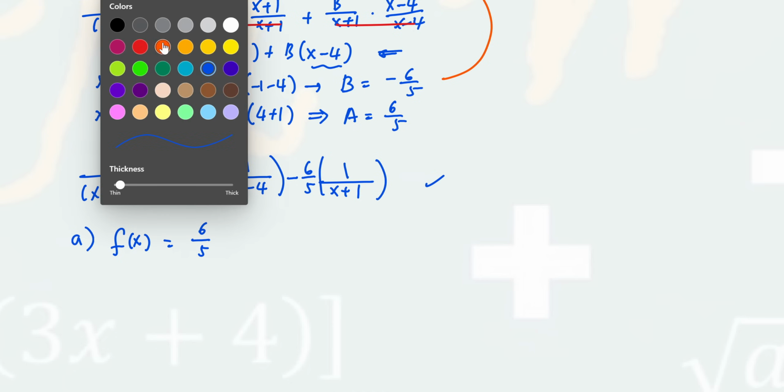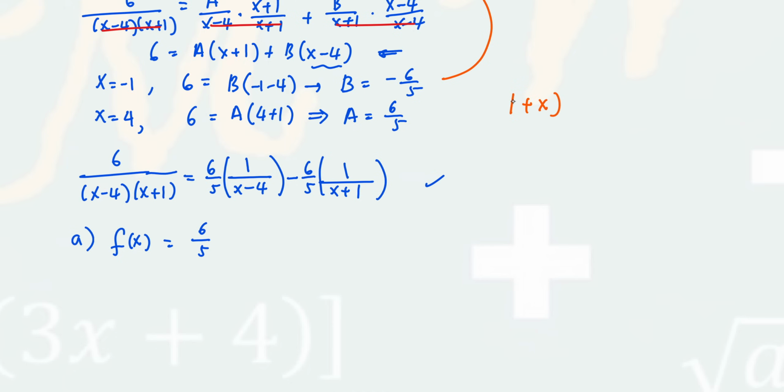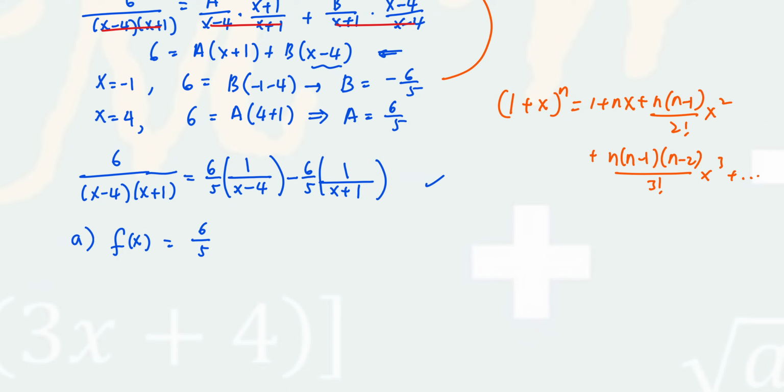If you still remember the formula, okay, (1 plus x) to the power n equals 1 plus nx plus n times (n minus 1) over 2 factorial x squared plus n times (n minus 1) times (n minus 2) over 3 factorial x cubed. So this will be the expansion. Now our concern is we must get 1 followed by plus.